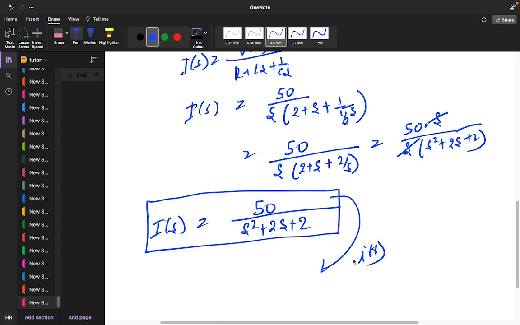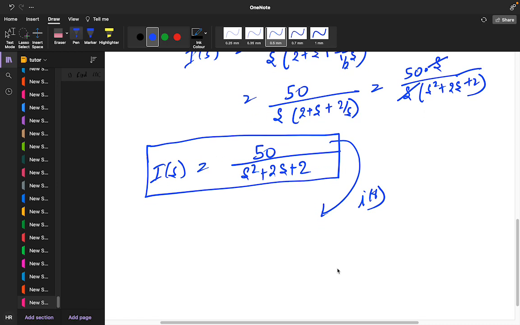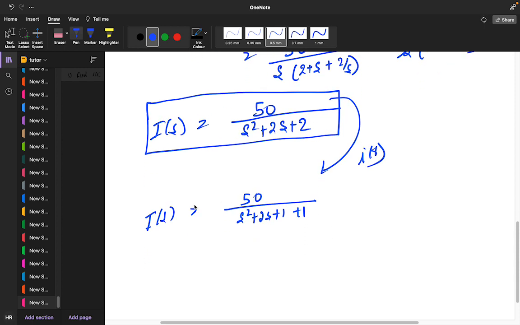So you should know the Laplace transforms. This can be written like this. We can write s square plus 2s as s square plus 2s plus 1 plus 1. This is your a plus b the whole square formula. So I of s is 50 divided by s plus 1 the whole square plus 1.